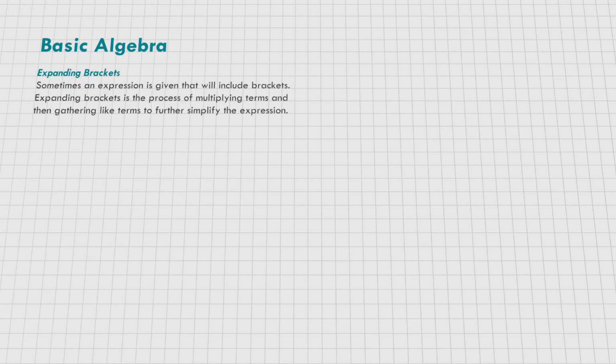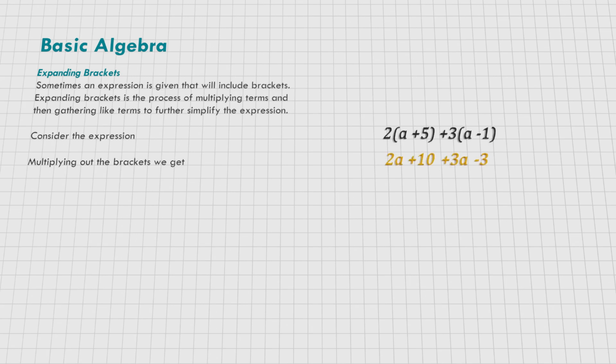Sometimes an expression is given that will include brackets. Expanding brackets is the process of multiplying terms and then gathering like terms to further simplify the expression. Consider the expression. Multiplying out the brackets, we get. Gathering like terms, we have. Adding like terms results in.